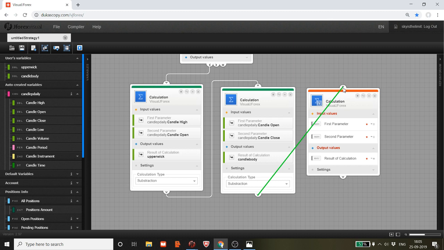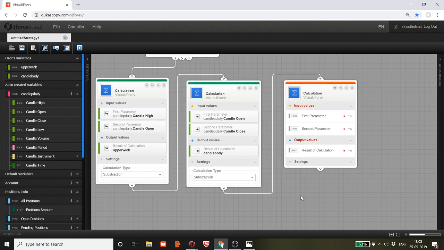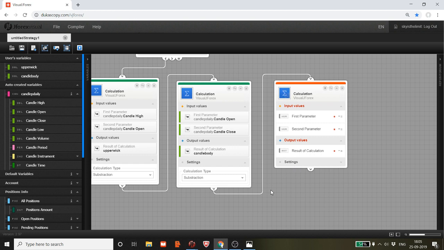Now the third thing is the lower wick. So here we will need to calculate the distance between candle close and candle low.